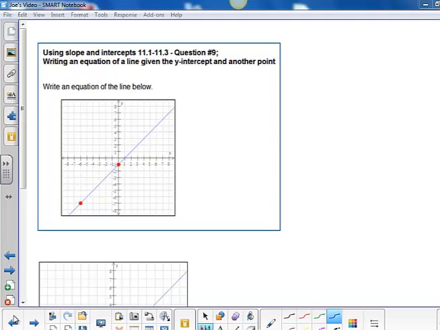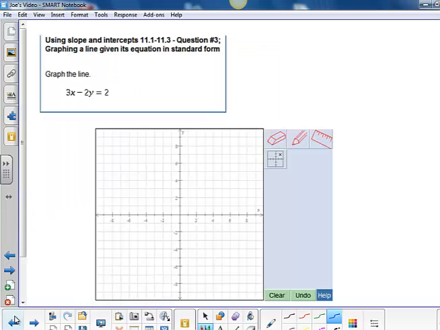All right, Joe. This is a video to help you understand how to complete that Alex assignment. I went through your assignment and saw that you missed number 3 a couple of times. You're asked to graph a line given the equation in standard form. This is where we want to use the cover-up method.